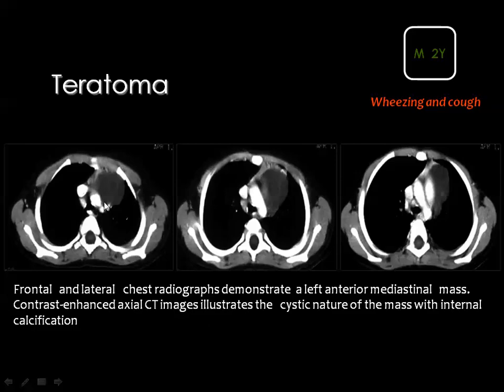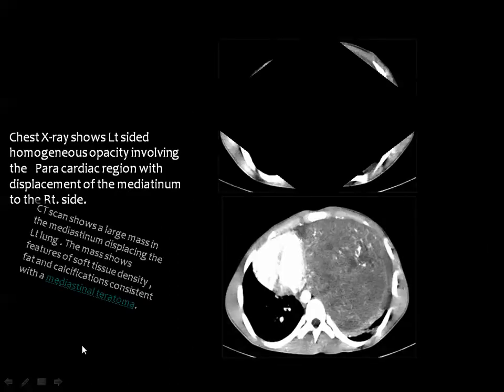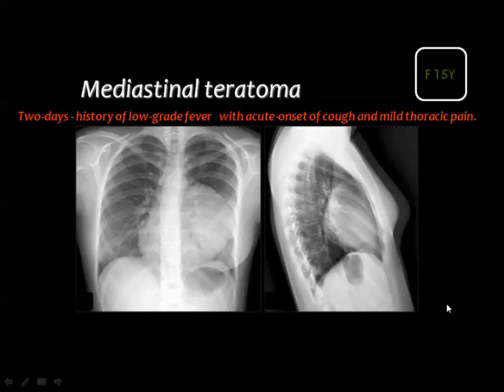And here you see the presence of a fat-containing lesion in the anterior mediastinum, foci of calcification within the lesion, then the diagnosis of teratoma is easy. In this chest X-ray, there is a big mass on the left side, and the CT scan showed that the mass contains solid component, fat, which is hypodense, and foci of calcification. Then the diagnosis of mediastinal teratoma was suggested.